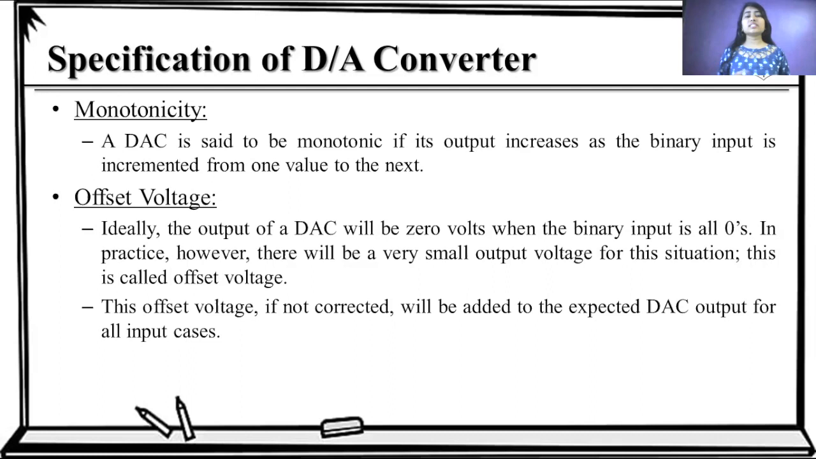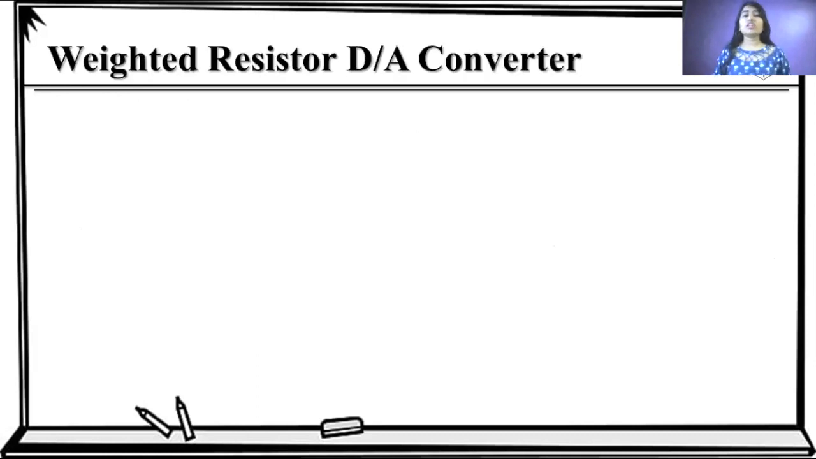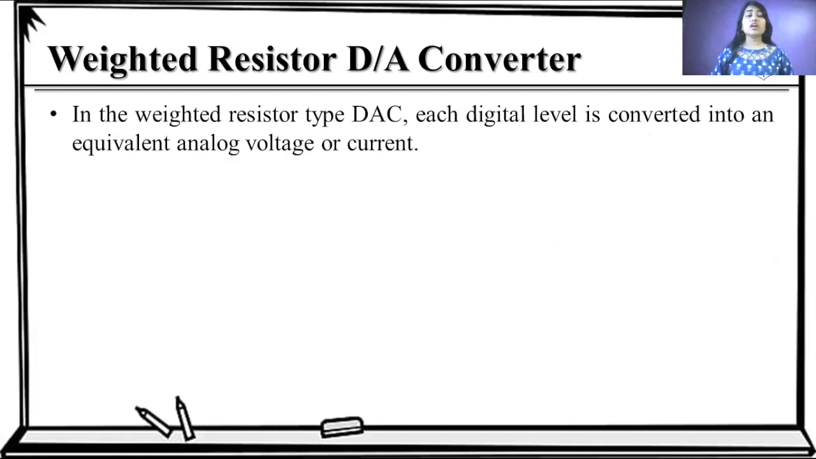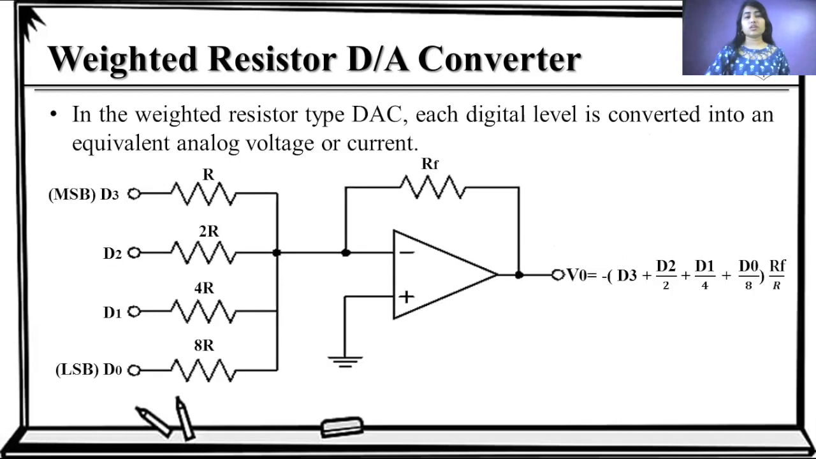Now let's discuss two types of methods of digital to analog conversion. First, the weighted resistor type D2A converter. In the weighted resistor type D2A converter, each digital level is converted into an equivalent analog voltage or current. Here we have a basic figure of this weighted resistor type D2A converter for 4-bit.